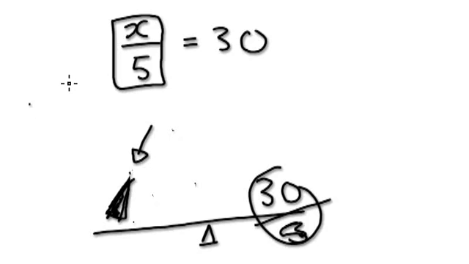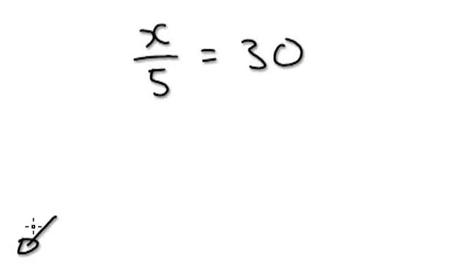So what you have to do, when you're given this here, is times both sides by 5. So I'm going to give you this now: x over 5 equals 30. Okay? Press pause and have a go.